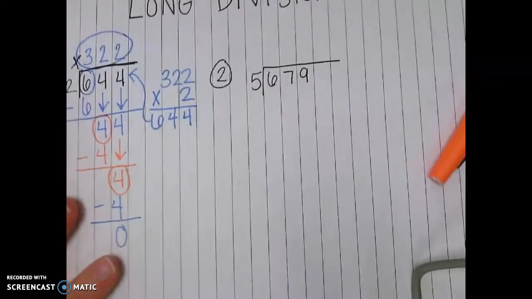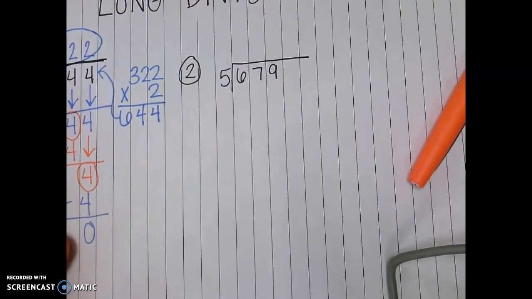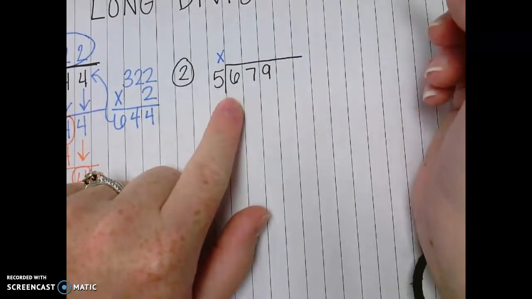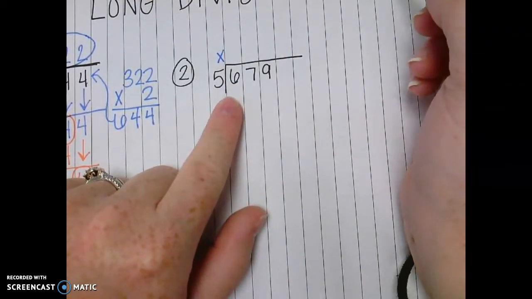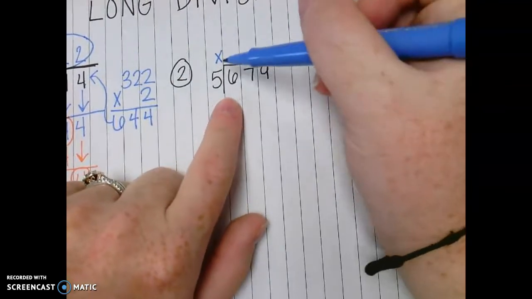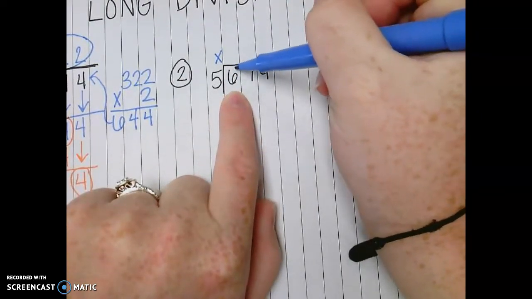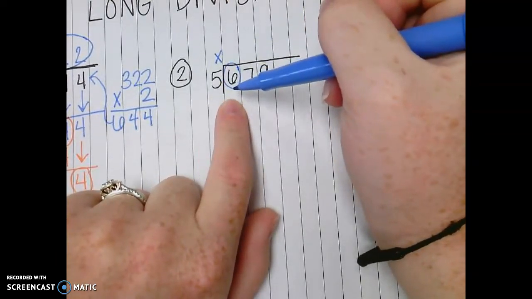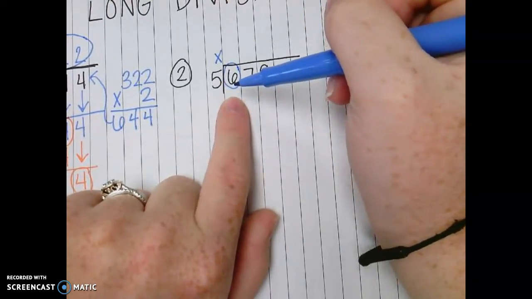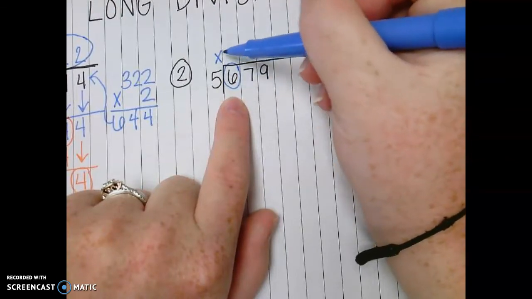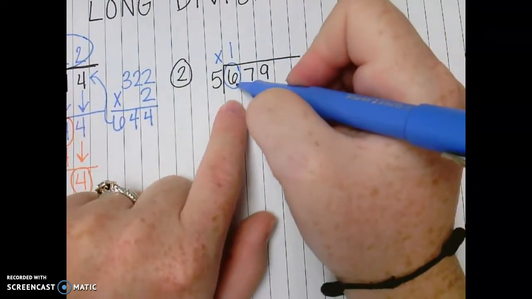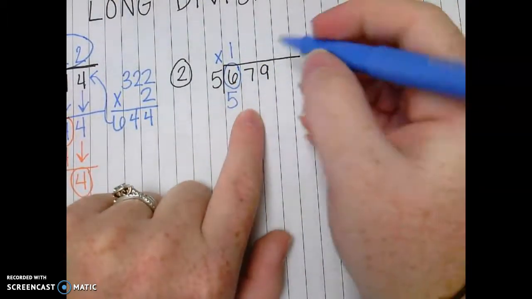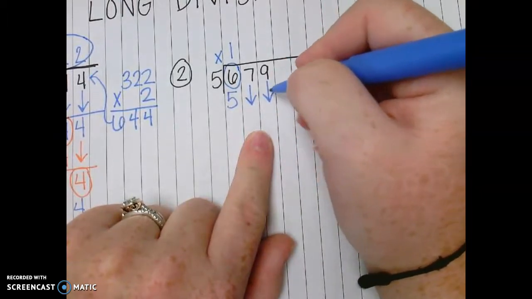Okay, now let's do another one. This one I'm going to draw my multiplication sign at the top again because it helps me remember my steps. I'm going to look at this first number and it's bigger than 5, so I'm going to circle it. 5 times what is going to get me close to 6 without going over? We can't go bigger than 6. Yes, 5 times 1. What is 5 times 1? 5. You're right. The 7 and 9 we haven't touched yet.